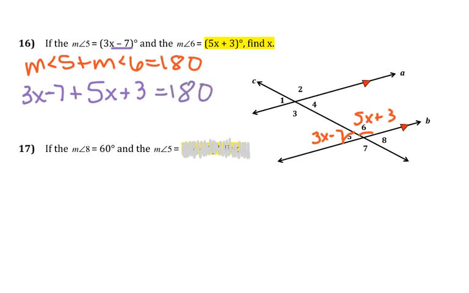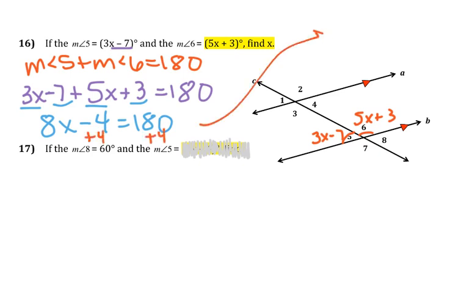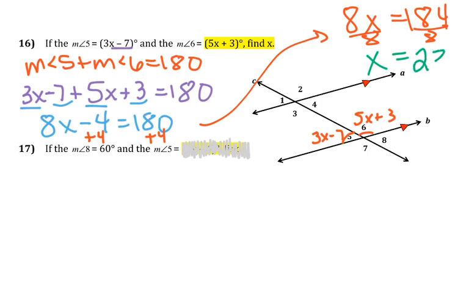And now I solve that equation. I look for like terms, 3x and 5x. What is 3x plus 5x? And then negative 7 plus 3. Now it's a two-step equation. So what do I do first? I'm going to add 4 first. And so I have 8x is equal to 184. 8 times x, so I'm going to divide by 8. And so x is equal to 23. And that's what x is equal to for that one.